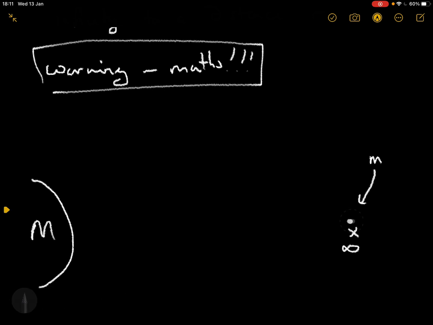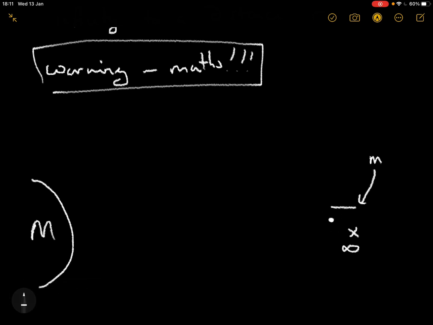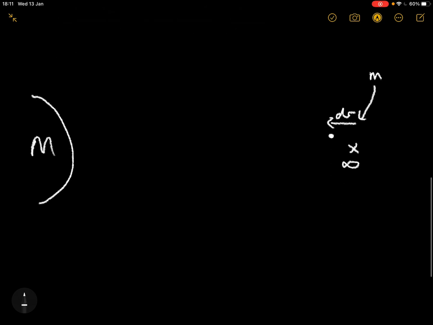Let's have a tiny movement from there to there. Okay, let's move a small amount, dr. Okay, so we're going to have a little bit of work done moving from infinity to now a new distance, which was dr away, and we say, okay, we're going to do a little bit of work.